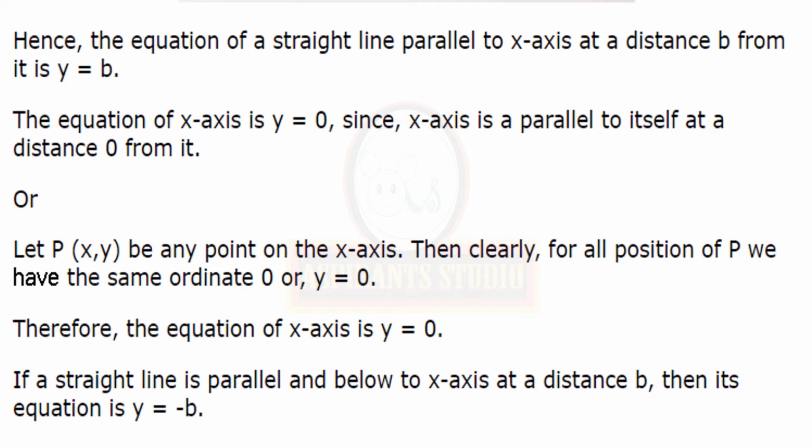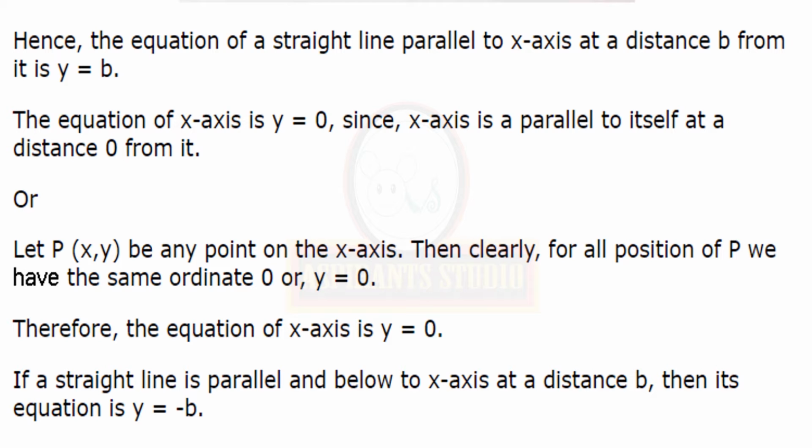b is a constant. Hence, the equation of a straight line parallel to x-axis at a distance b from it is y = a constant, which is b. y = b. The equation of x-axis is y = 0, since x-axis is parallel to itself at a distance 0 from it.